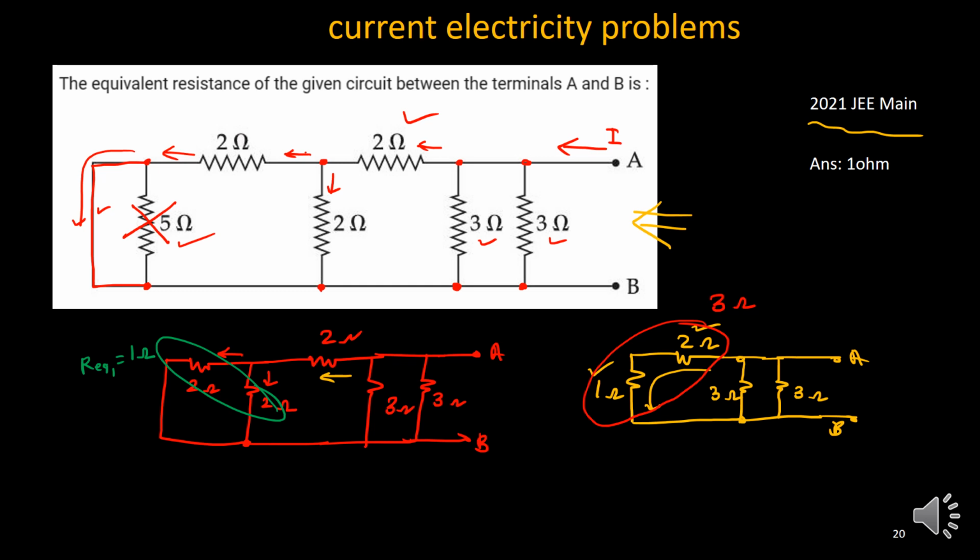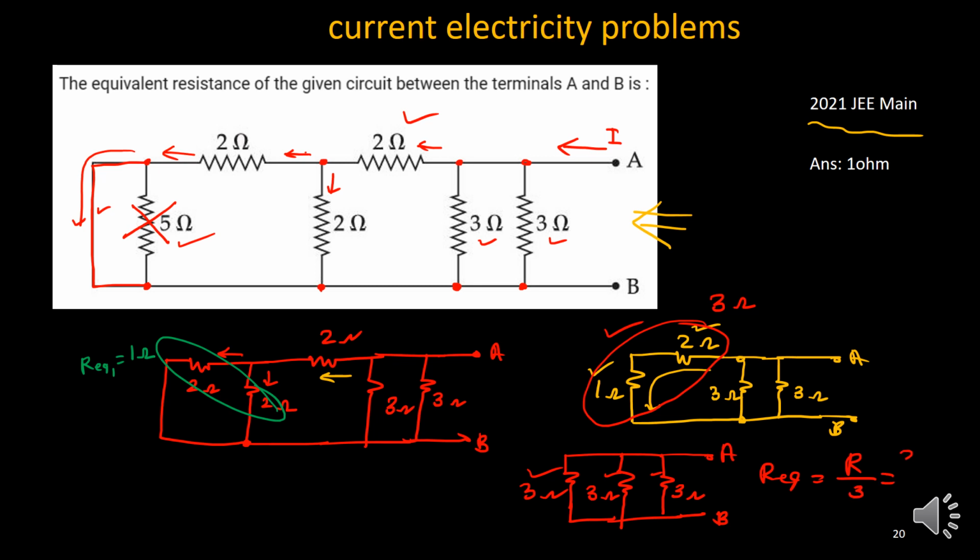So what is now the equivalent? This is your 3 ohm because of this. Then another 3 ohm is here, another 3 ohm is here, and this is the node A and B. So what is your R equivalent? Now it is simple. These 3 resistances are connected parallelly and all are the same value, so it is divided by 3. R equivalent will be R upon 3. So in this case it is 3 upon 3, meaning 1 ohm. So the answer is 1 ohm.